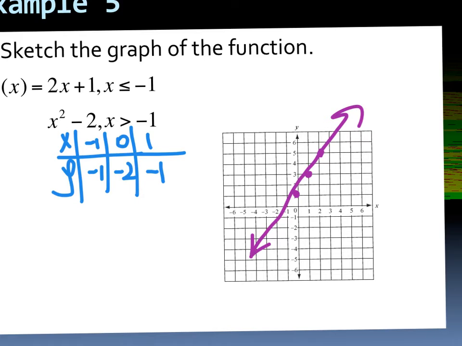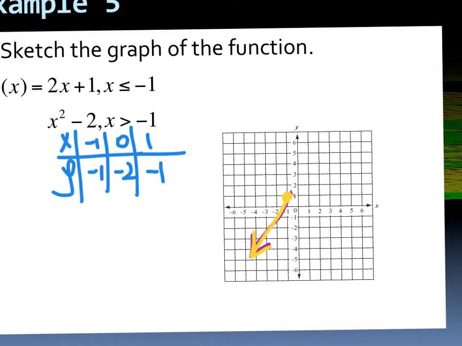So the first one I graphed like just the line, right? I just used y equals mx plus b. And then it says for the values in which x is less than or equal to -1. So I would go back to where x is equal to -1, which is here. Put a solid dot, less than or equal to is going to point left. And I would erase everything that's to the right of that line.